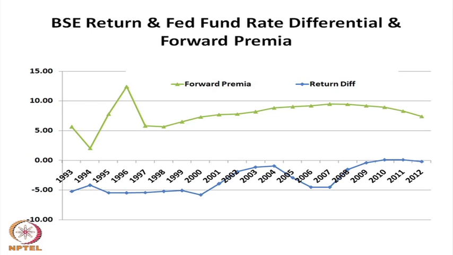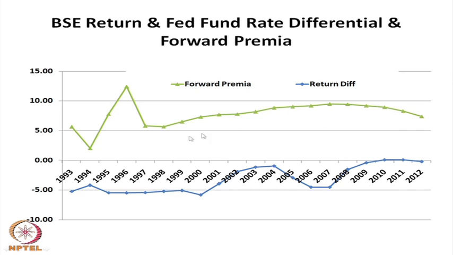So, whether this kind of relation is there: if you see the return differential between the Fed fund rate and the BSE index, it is fluctuating, and to the same extent the forward premium is also fluctuating. So the interest rate differential will highly fluctuate, and the forward premium is also moving upwards.